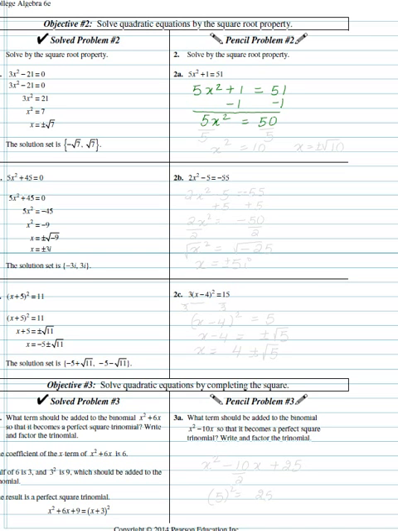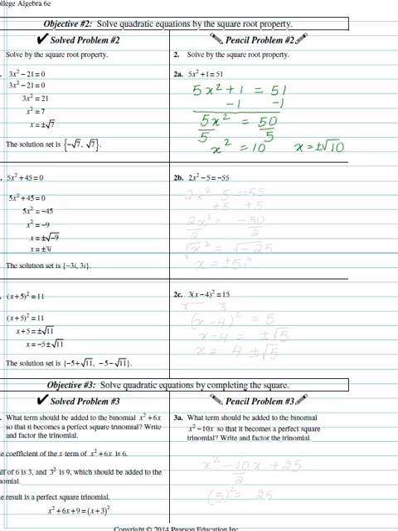The x squared is still not by itself, so I divide by 5. Divide by 5. So I get x squared is equal to 10. And how do I solve for x? By square rooting both sides. So x is equal to plus or minus square root of 10.